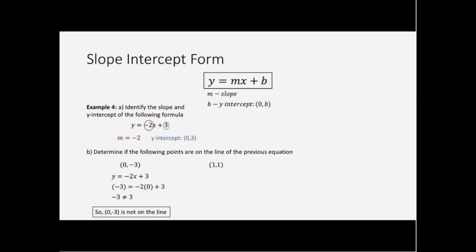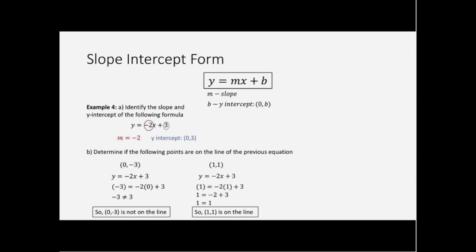Let's see another point, (1, 1). Plug that into both sides. y is 1, x is 1. Negative 2 times 1 is negative 2, and negative 2 plus 3 is 1. So (1, 1) is indeed on the line, since 1 is equal to 1.